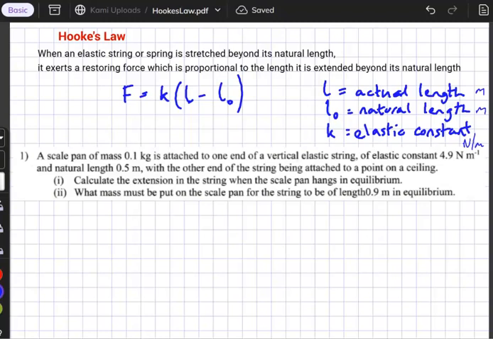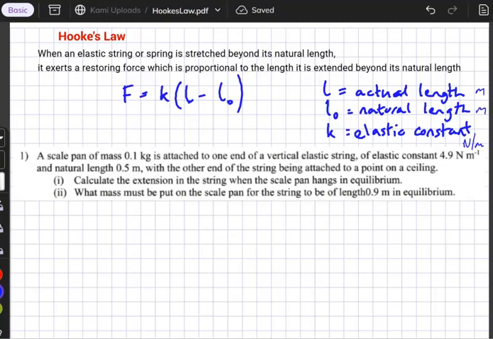So firstly, Hooke's law: when an elastic string or spring is stretched beyond its natural length, it exerts a restoring force, i.e. it's creating a force to try and restore it back to its natural length. It exerts a restoring force which is proportional to the length it is extended beyond its natural length. So F equals k(L minus L naught). The L minus L naught is effectively the difference between its actual length at any moment in time and its natural length, and the k is the constant. So it's just a multiplication of the elastic constant by the stretch that it has had.